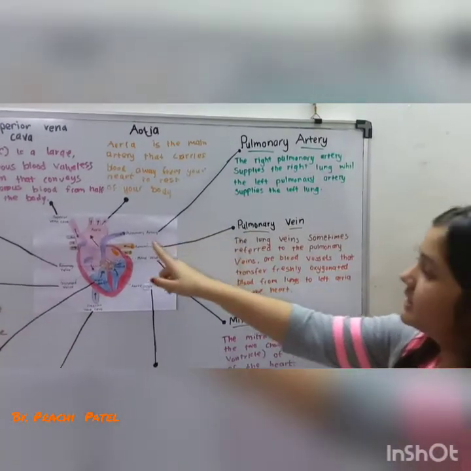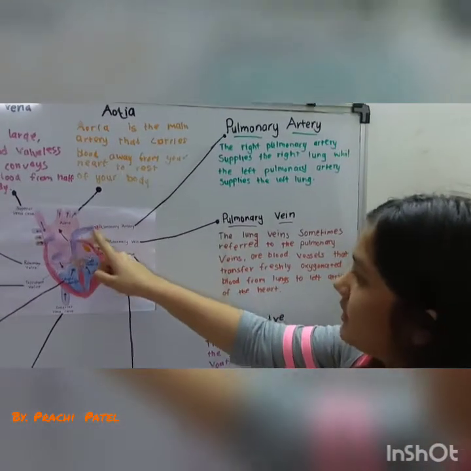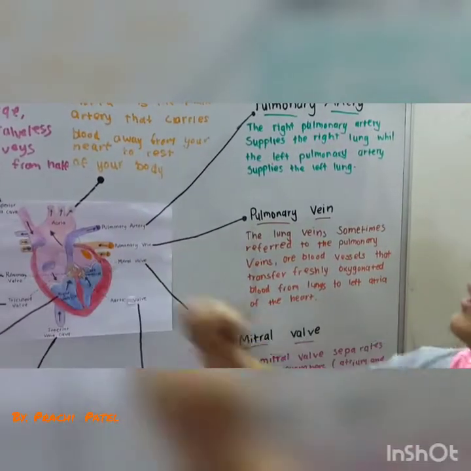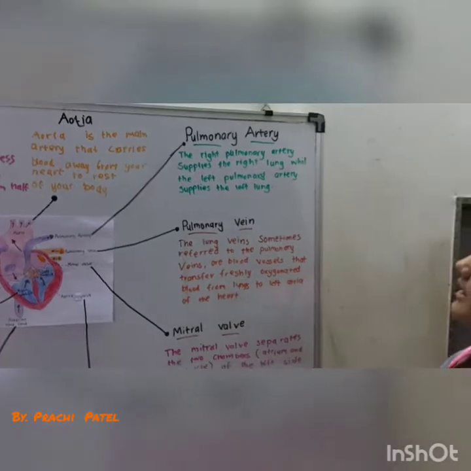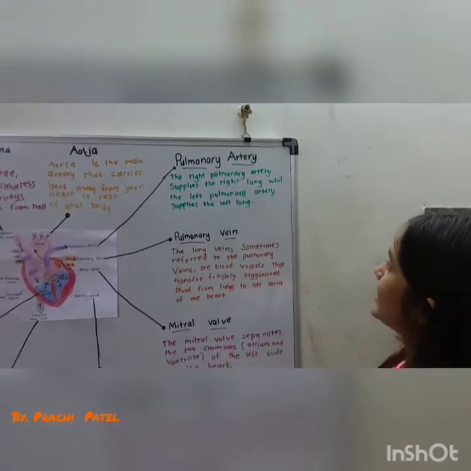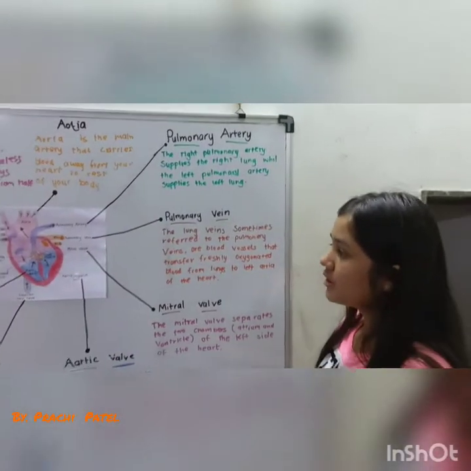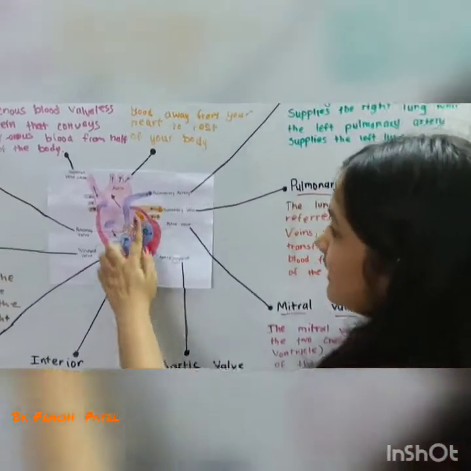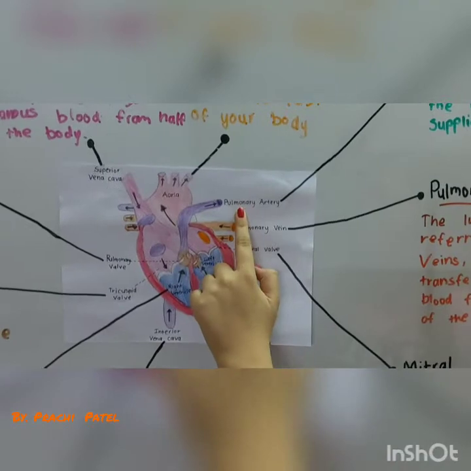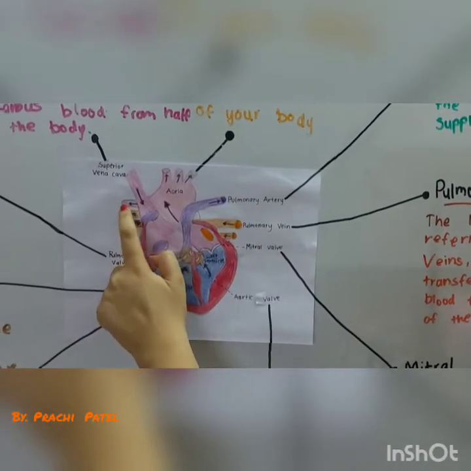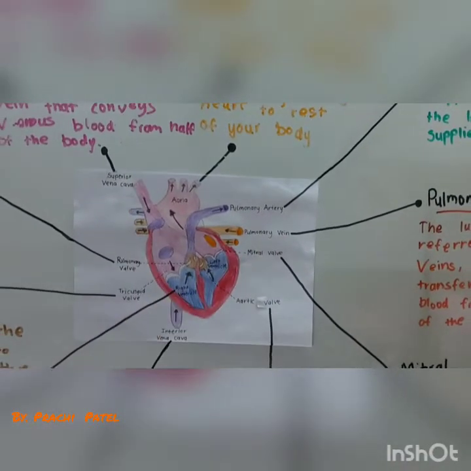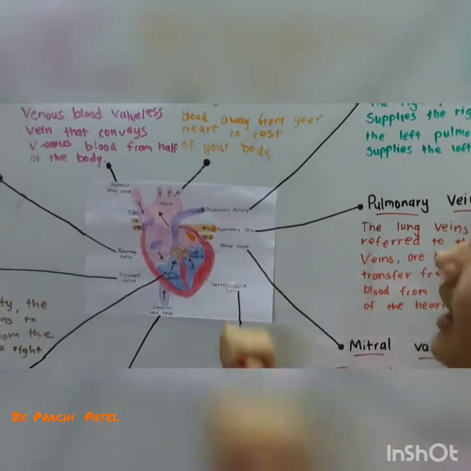Pulmonary artery. The pulmonary artery is located right over here and also connected right over here. The right pulmonary artery supplies the right lung, while the left pulmonary artery supplies the left lung. You can see here the left pulmonary artery, while this is the pulmonary artery which supplies the right ventricle. So there are two parts of the heart.